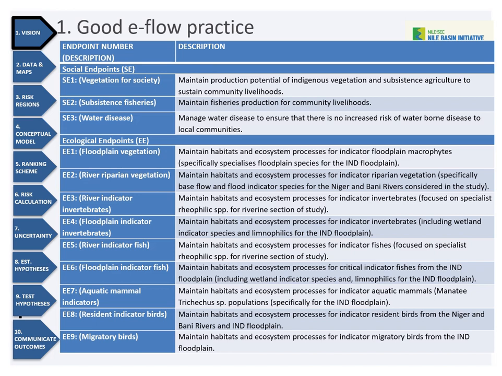They included maintain the production potential of indigenous vegetation and subsistence agriculture to sustain community livelihoods. That included, very importantly, the recession agriculture that was very important in the Inner Niger Delta floodplain. Secondly, we wanted to maintain fisheries production for the community livelihoods, and we had some indication of the size of the fisheries and the size of the community that needed to be maintained.